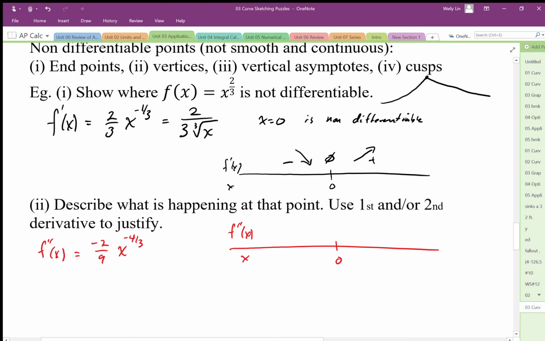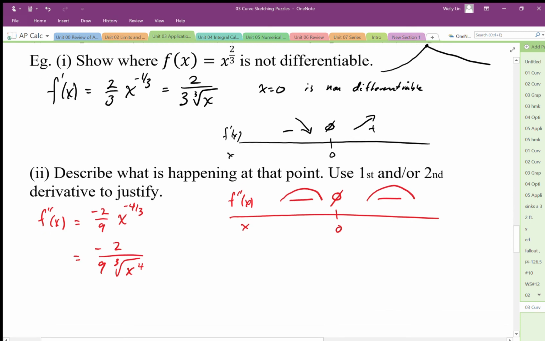I can simplify this: it's negative 2/9 over the cube root of x to the power of 4. Any number plugged into here is going to give me a positive, so we get negative concavity for all of this, but it's not defined at x equals 0. So again, we have a non-differentiable point here. The second derivative does not exist at 0 because we're dividing by 0. But when we plug in, I have negative concavity on this side, and negative concavity on this side.